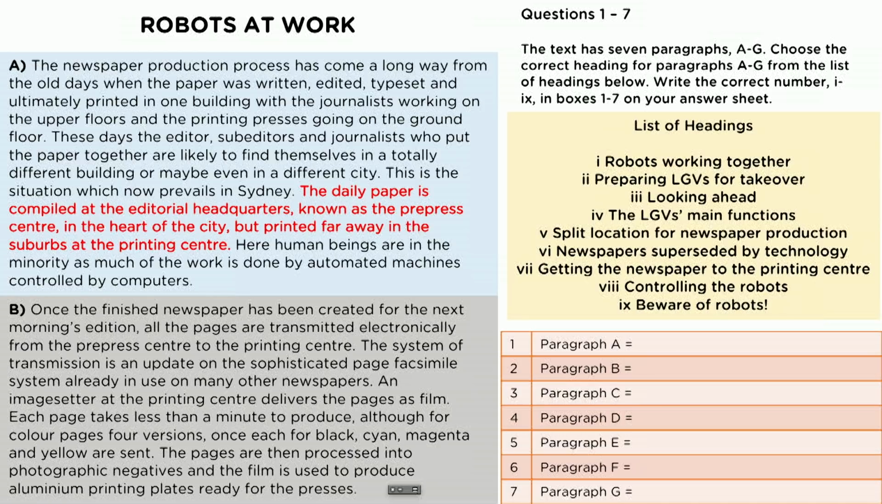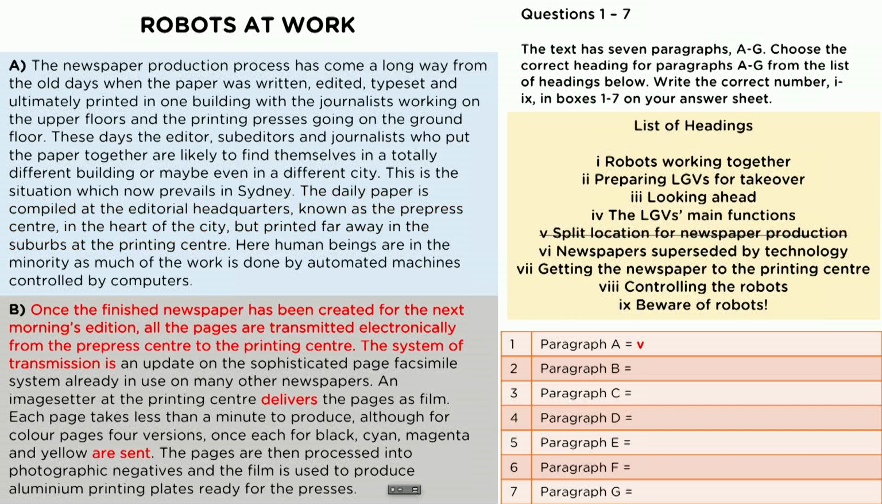Look at the headings. Robots working together? No. Preparing LGVs for... No. Looking ahead? No. The LGV's main functions? No. Split location for newspaper production. Let's have a look at this. Split location. The daily paper is compiled here and it is printed there. The answer is 5. Number 1 is 5, okay?